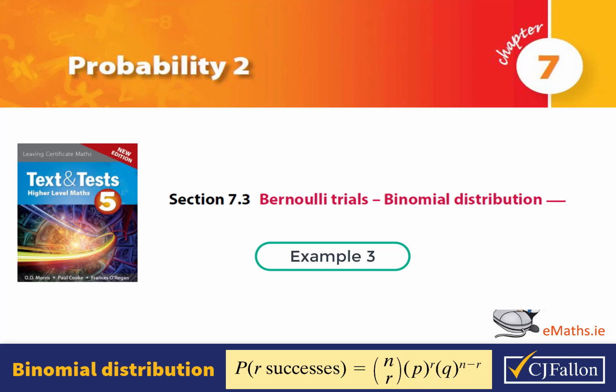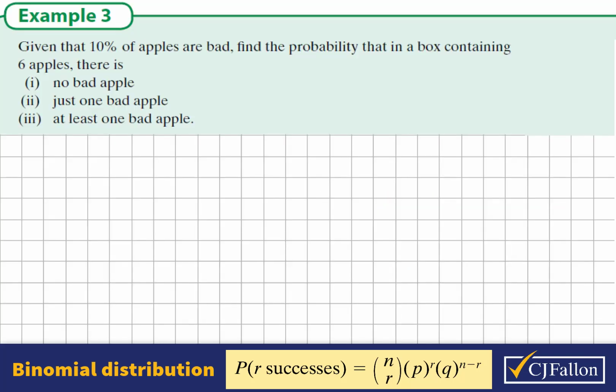Bernoulli trials, also called binomial distribution, example 3. Given that 10% of apples are bad, find the probability that in a box containing 6 apples there are either no bad apple, just one bad apple, or at least one bad apple. We're going to use the binomial distribution formula in the log tables to solve each of these questions.